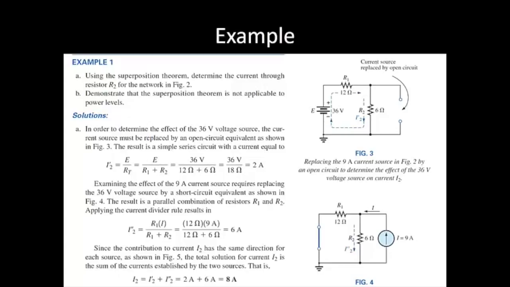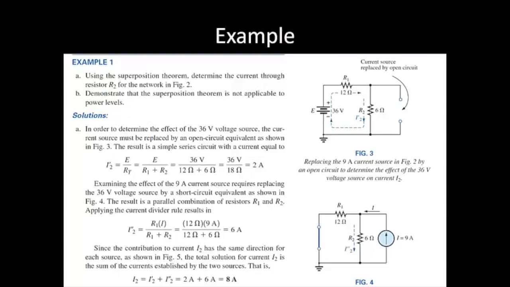To determine the effect of the 9 ampere current source, this requires replacing the 36 volt source by a short circuit equivalent, as shown in Figure 4. This results in a parallel combination of resistors R1 and R2. We apply the current divider rule to find I double prime, which is equal to R1 times I over R1 plus R2. When substituting our values in, we get 12 ohms times 9 amperes over 12 ohms plus 6 ohms, which is equal to 6 amperes.